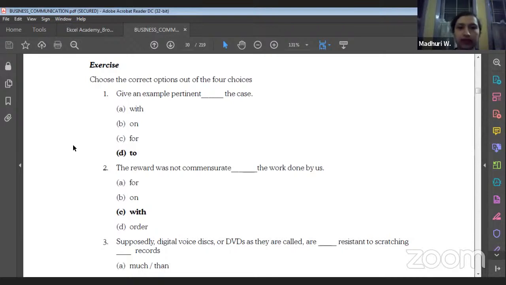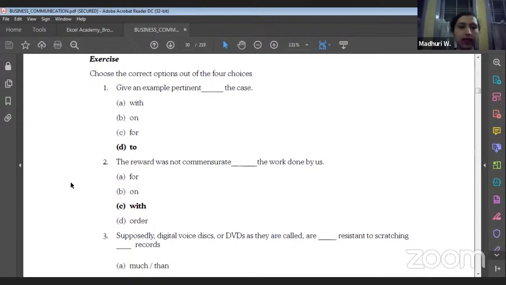So keep practicing. You'll find a lot of MCQs on our website as well. Practice there. Apart from that, I would suggest going online, checking different workbooks, different websites where you can actually practice English. Keep practicing every day. That will only help. Okay.